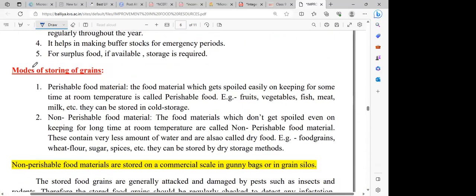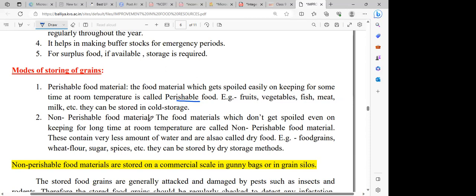Yes, ma'am. Now, how will you store? So there are perishable materials, which get spoiled easily. They are perishable food materials, right? So the food material which gets spoiled easily on keeping for some time at room temperature is called perishable food, like fruits, vegetables, fish, meat, and all. Therefore, they should be stored in cold storage, right?